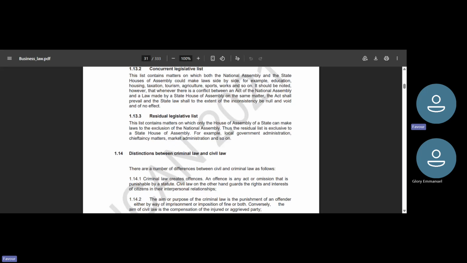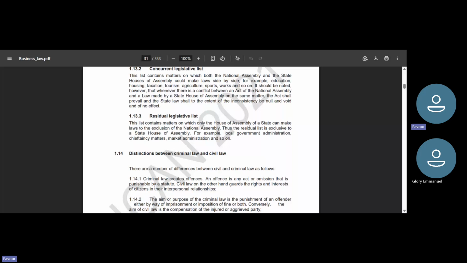Then there's the residual legislative list. It contains matters on which only the House of Assembly of a state can make decisions. This is basically on a grassroots level. You have local government administration, chieftaincy matters, market administration, and so on. So the residual legislative list deals with matters that are more on the grassroots level. The National Assembly does not have jurisdiction on such matters, right?